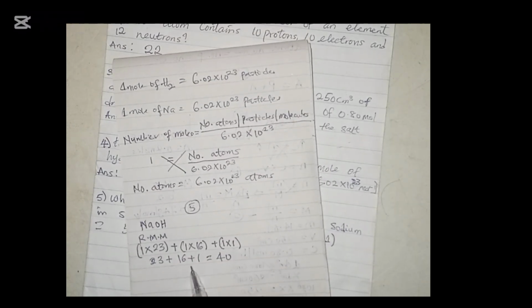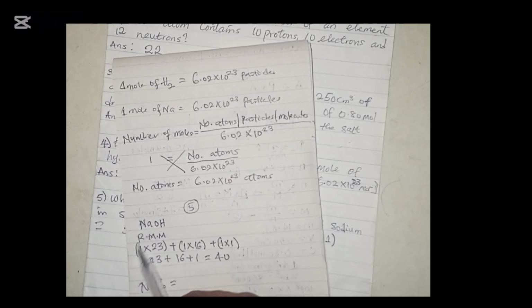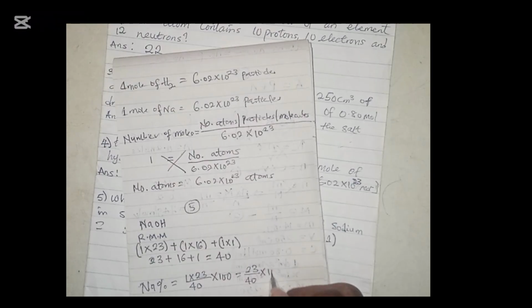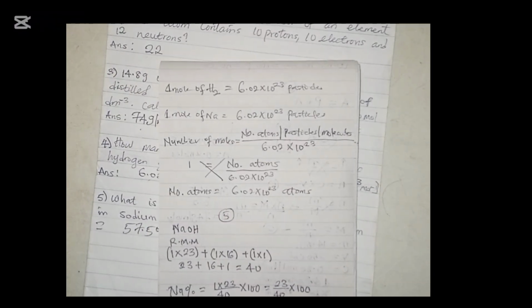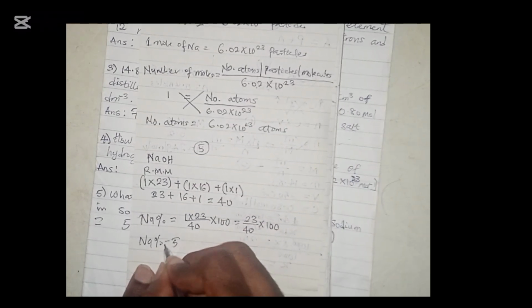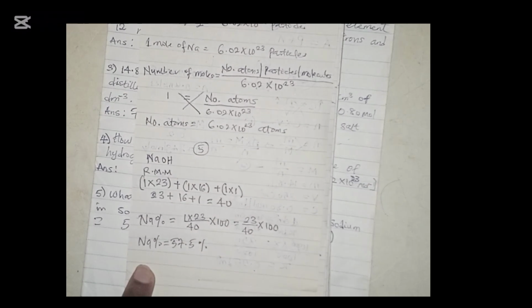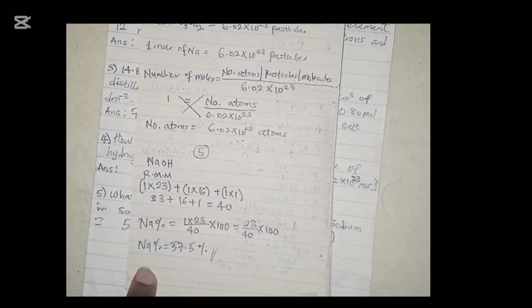Now, to find the percentage by mass of sodium, it will be equal to whatever you did here when finding the relative molecular mass, just pick it up. So 1 times 23 all over relative molecular mass 40. Now, since we're finding it in percentage, times 100. Now, this will be equal to 23 over 40 times 100. And now this will give us an answer of 57.5%. Now, this is the percentage by mass of sodium.